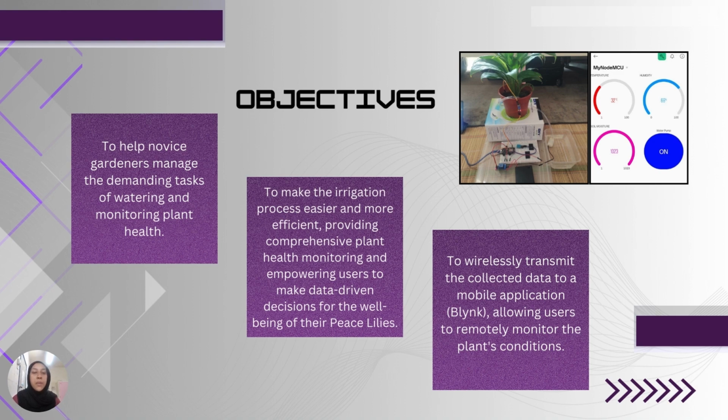So, from the problem statements, three objectives have been developed. The first one is to help novice gardeners manage the demanding task of watering and monitoring plant health. Second is to make the irrigation process easier and more efficient, providing comprehensive plant health monitoring and empowering users to make data-driven decisions for the well-being of their peace lilies. And the third one is to wirelessly transmit the collected data to a mobile application, which is the Blynk application, allowing users to remotely monitor the plant's conditions.